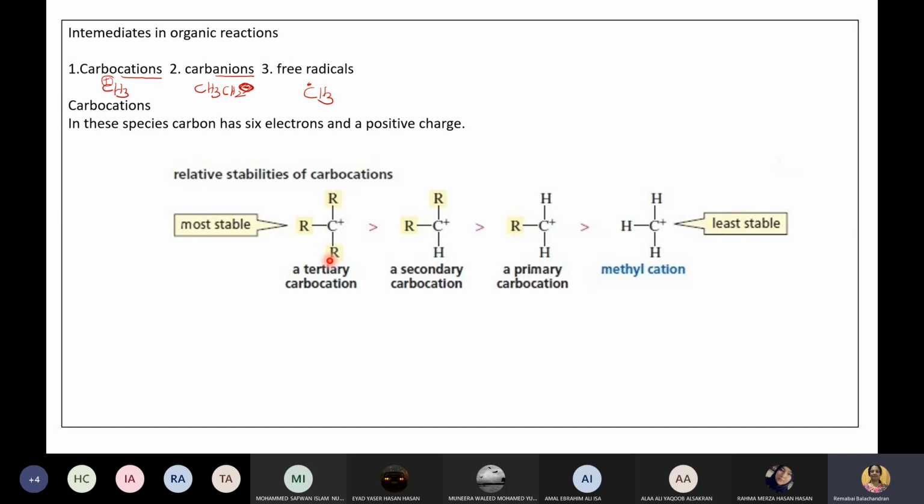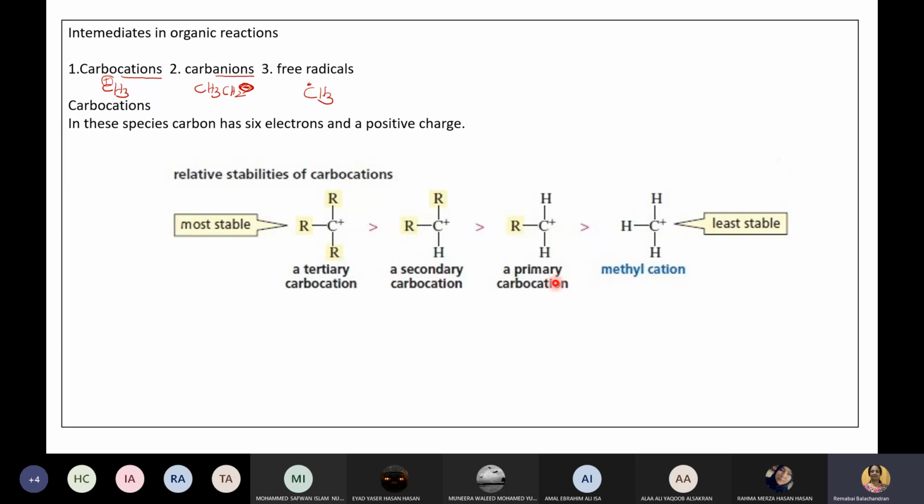This is again very important when we do mechanisms later on. These points are very important. That's why I'm giving this introduction part of the lesson. Listen, we have 4 different types of carbocations. You can see from the screen. First one is methyl carbocation, CH3 group with positive charge.